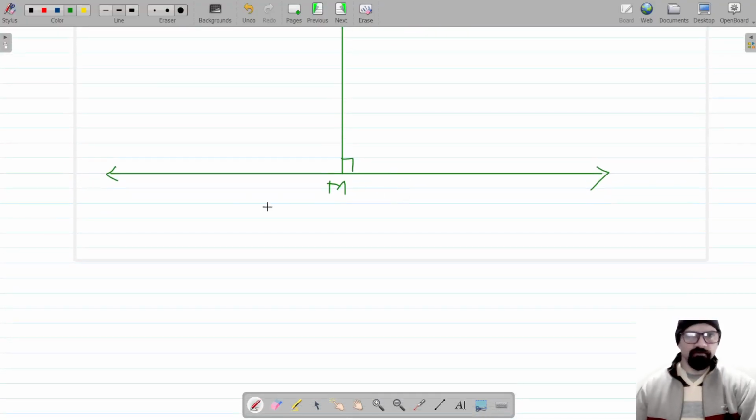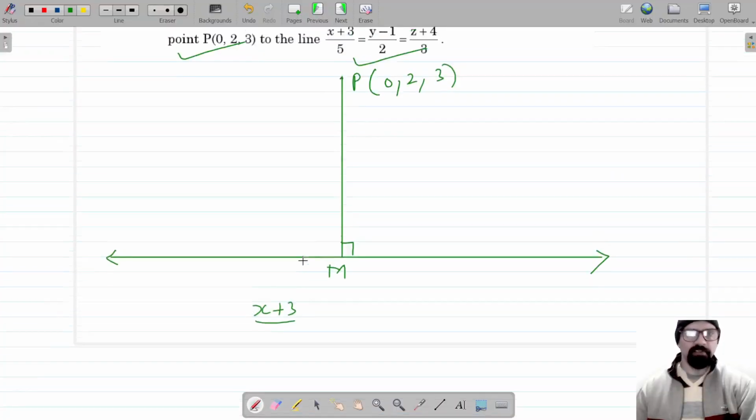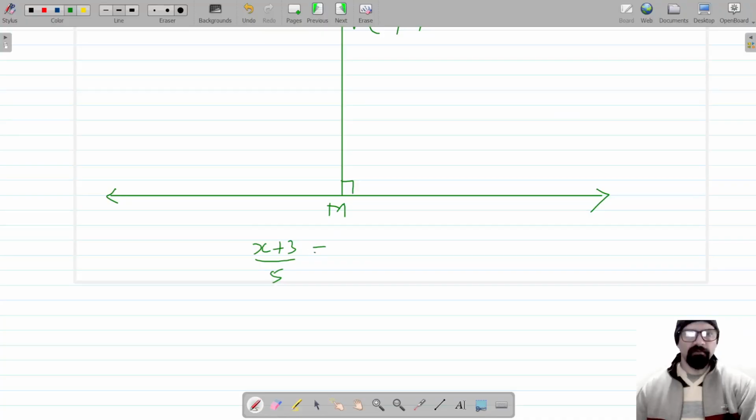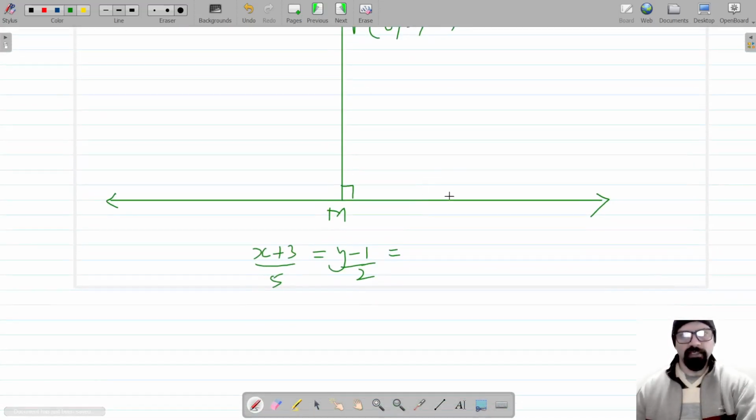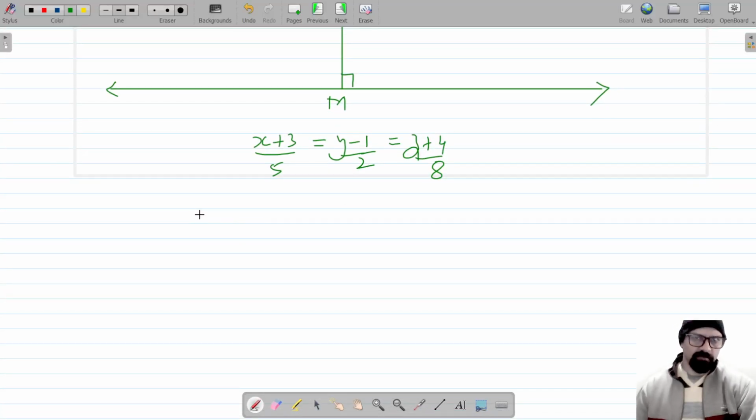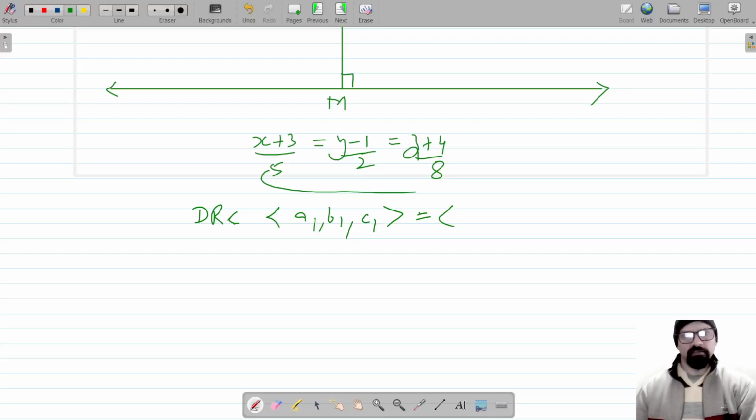And now the given equation of the line is (x plus 3) by 5 is equal to (y minus 1) by 2 is equal to (z plus 4) by 8. Now I can write the direction ratios of this line. Let the direction ratios be A1, B1, C1. So these are the direction ratios 5, 2, 8.